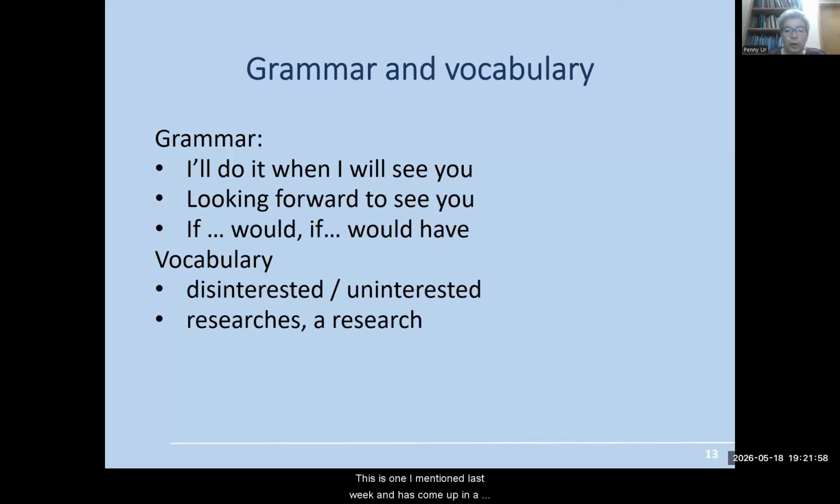This is one I mentioned last week and has come up a lot in research on the developing language, and it is very well established that in modern research articles accepted by peer-reviewed, reputable journals, research is being used in the plural and as a single count noun with a. And this is something which I've stopped correcting.